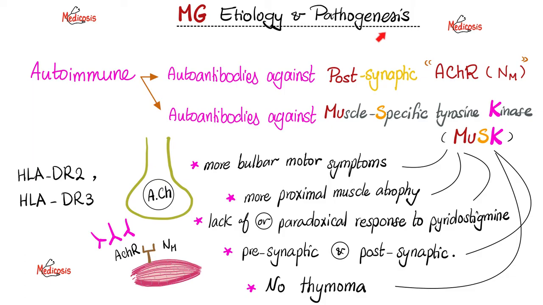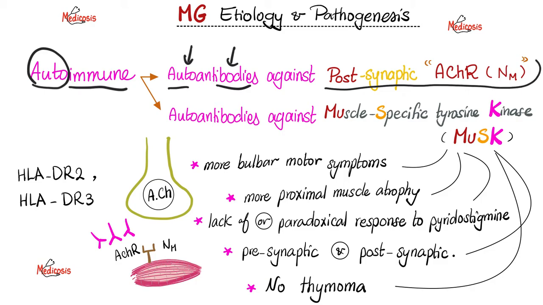Myasthenia gravis etiology and pathogenesis. It's an autoimmune disease where I have nasty autoantibodies. What does the word autoimmune mean? Immune means immunity and auto means self. My immune system is attacking myself. We have autoantibodies, which are antibodies that attack me or attack my cells, against the post-synaptic acetylcholine receptor, which happens to be nicotinic sub-M, and these are the typical cases of myasthenia gravis.